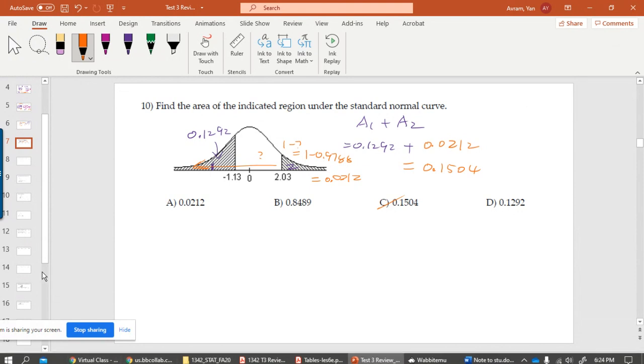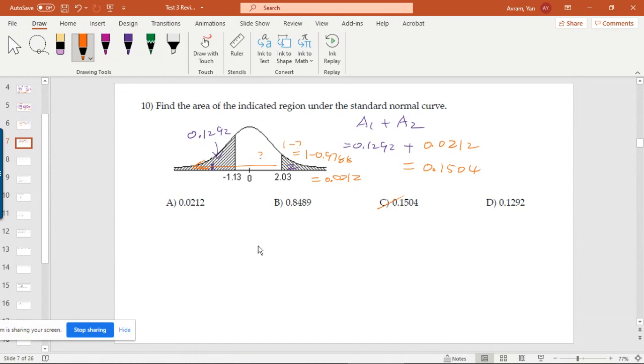That is how you find this one right here. Like I said, this is probably the most complicated one because we have to add the two areas together, and these two Z-scores are different. So we need to read the table twice, calculate each area, and then add them together. Any questions for this one?